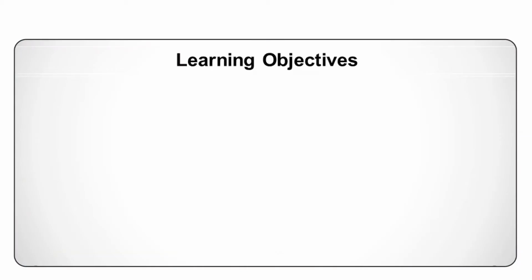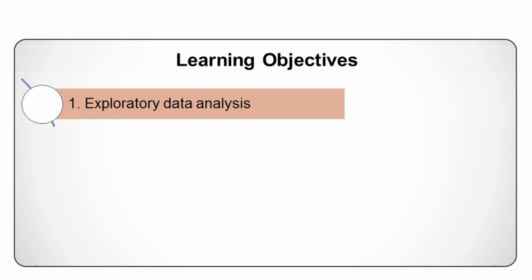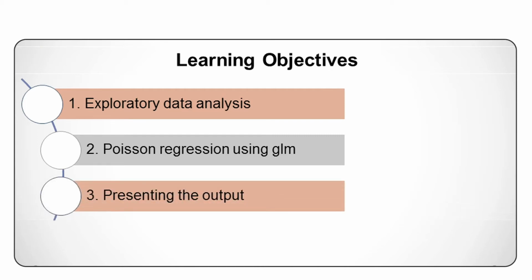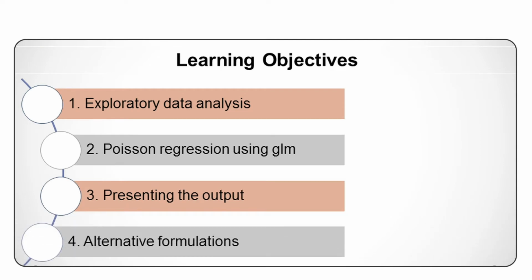Learning objectives for this module. First, we shall perform some exploratory data analysis using R on a simulated data set which was obtained from the UCLA website. Next, we shall fit a Poisson regression using GLM. We shall look at alternative ways of presenting the output, and finally we shall look at some alternative formulations for the case where we have a count variable as an outcome.